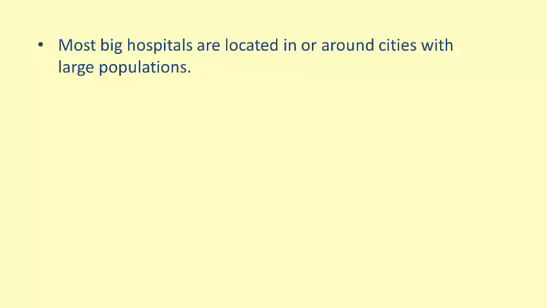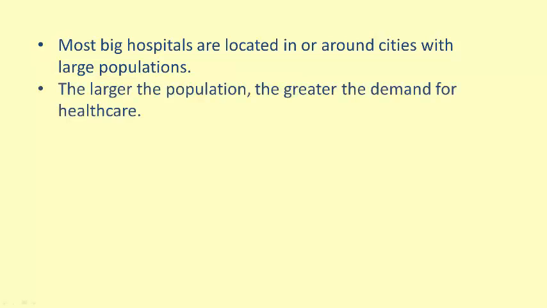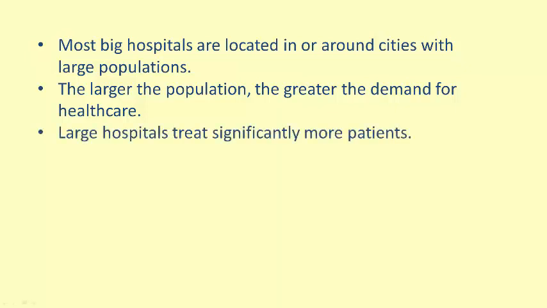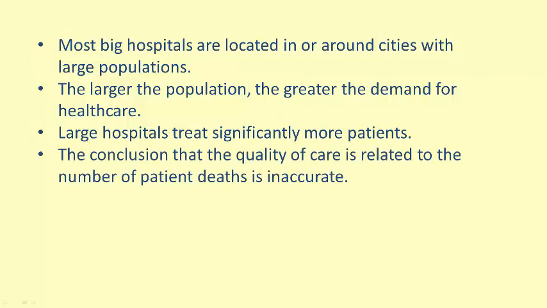Most large hospitals can be found in or around large suburban areas, since that is where the need for healthcare is greatest. Large hospitals serve a large population, so logically a greater number of deaths will occur. In general, large hospitals also have a greater number of patients. With a higher number of patients, there can result a higher number of deaths. The level of care provided at a hospital is not related to the number of deaths, and the conclusion that small hospitals provide better care is inaccurate.